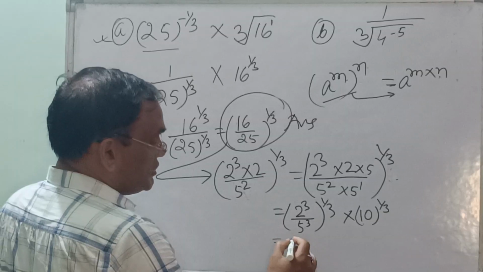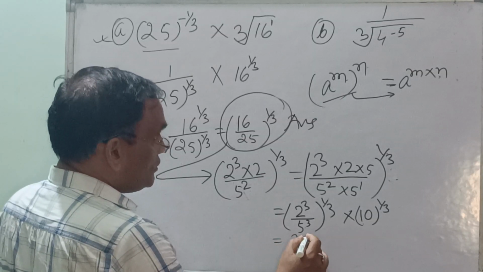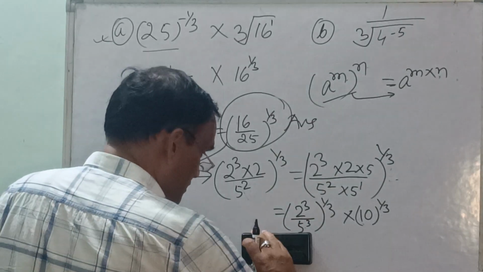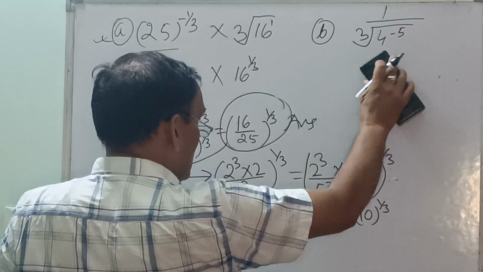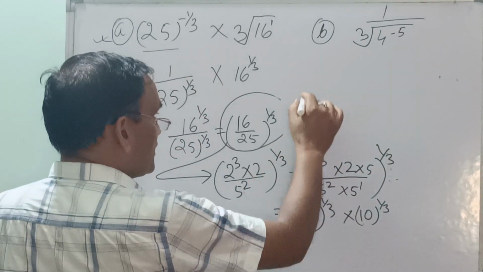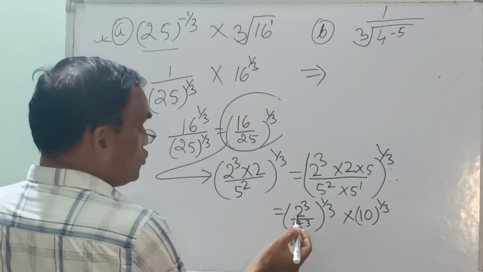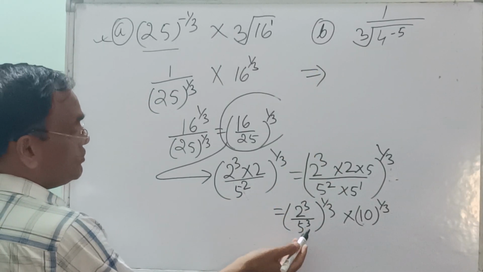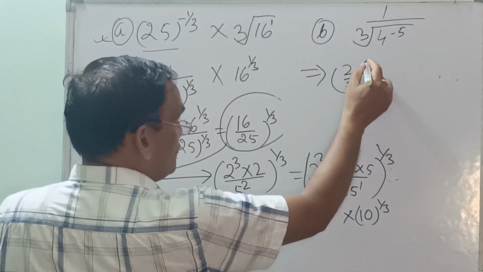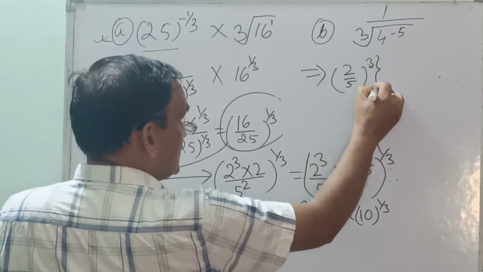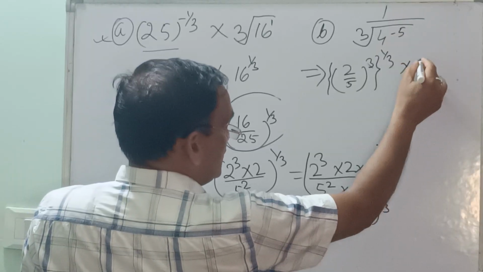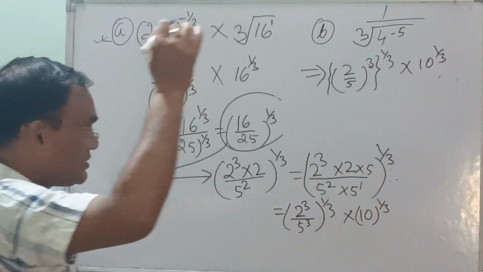This power, you can write 2 upon 5, 2 upon 5. Okay, just I am going to solve this. Take this sum here only. I'll write here. No issue. Okay. Now what we have written here? Just see. 2 to the power 3 upon 5 to the power 3 and to the power 1 upon 3. So we'll write here 2 upon 5 to the power 3, and another power 1 upon 3, and 10 to the power 1 upon 3. Can we write?